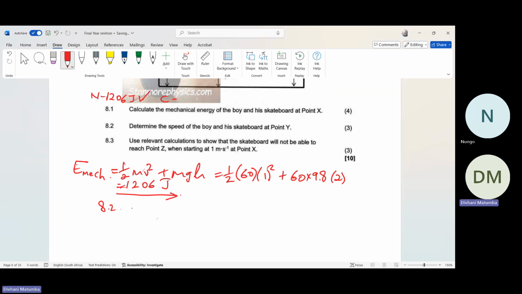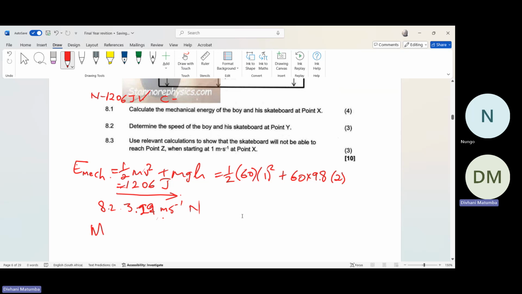You got 3.92 meters per second. Okay, this is Nogo's answer. So 3.29. Okay, let's see. Mechanical energy.